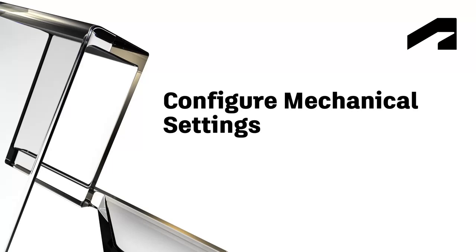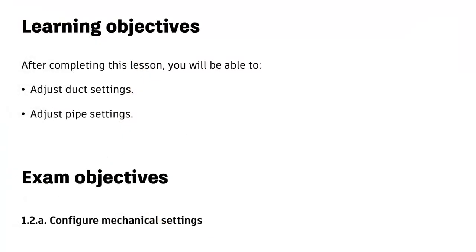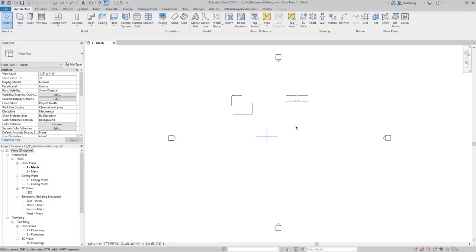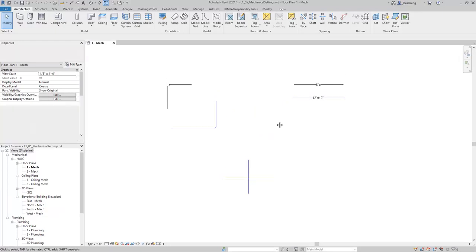In this lesson, we will cover adjusting duct settings and adjusting pipe settings. This project was created using the default mechanical template. I've placed a few duct and pipe components so we can see how some of the mechanical settings work. To access the mechanical settings, switch to the Systems ribbon.